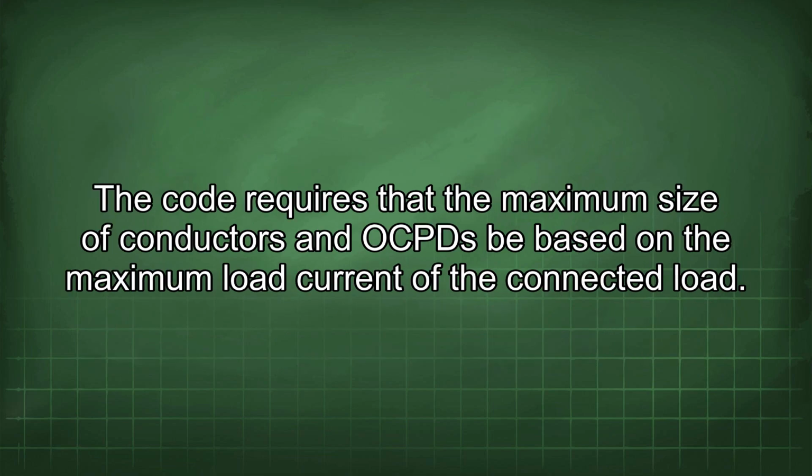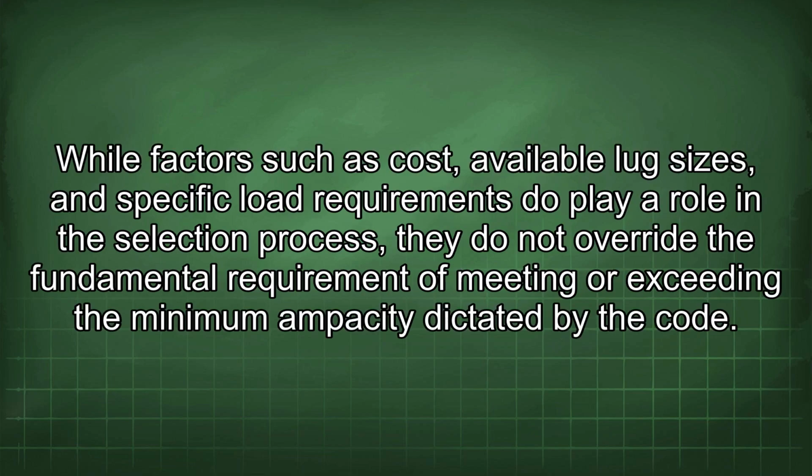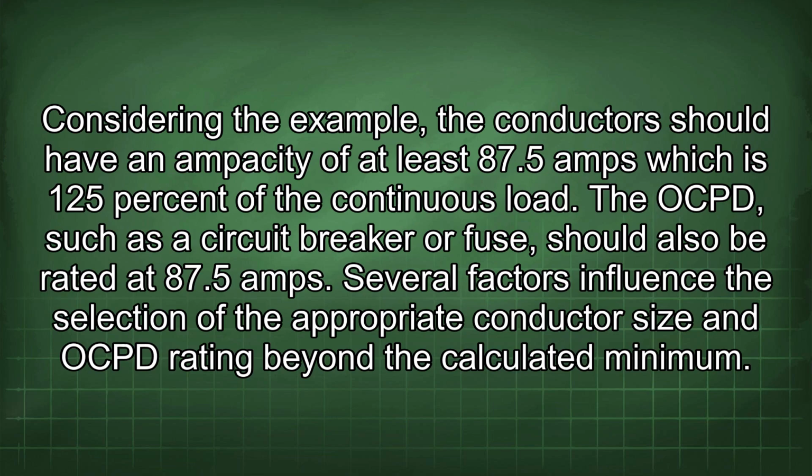The code requires that the maximum size of conductors and OCPDs be based on the maximum load current of the connected load. While factors such as cost, available lug sizes, and specific load requirements do play a role in the selection process, they do not override the fundamental requirement of meeting or exceeding the minimum ampacity dictated by the code. Considering the example, the conductors should have an ampacity of at least 87.5 amps, which is 125% of the continuous load. The OCPD, such as a circuit breaker or fuse, should also be rated at 87.5 amps.